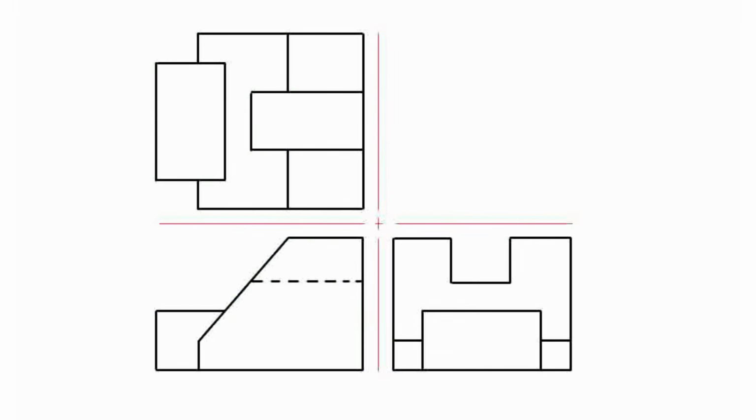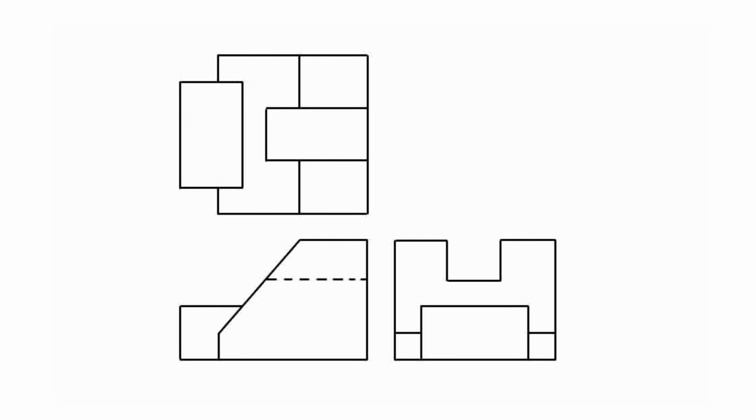Final step. Now, clean up all construction and projection lines. And we're done. You've successfully drawn all three orthographic views using third angle projection.